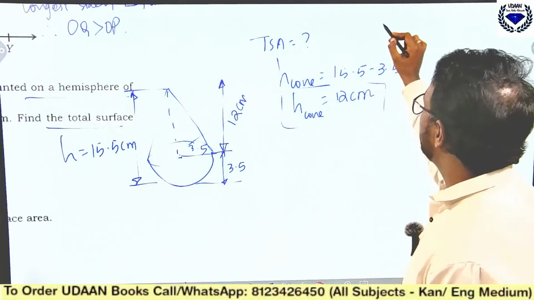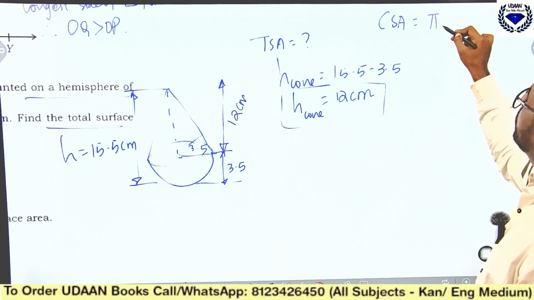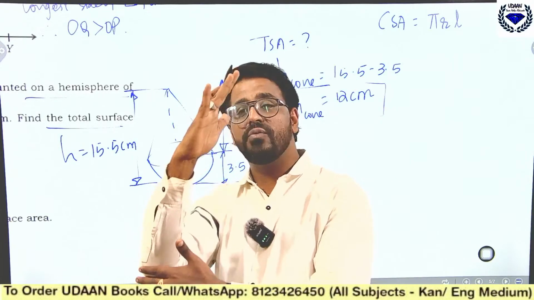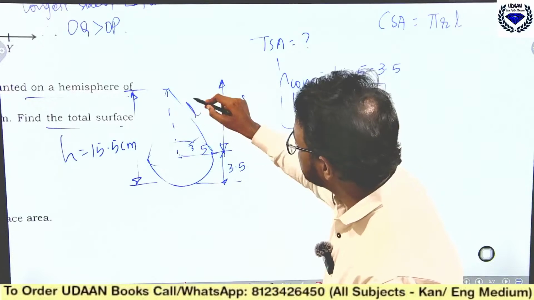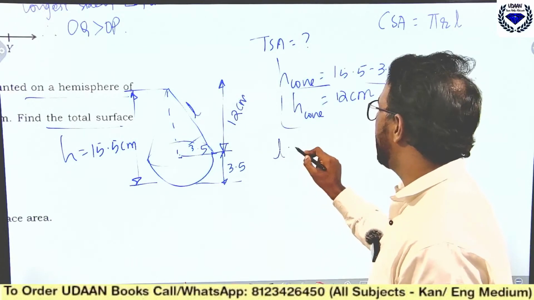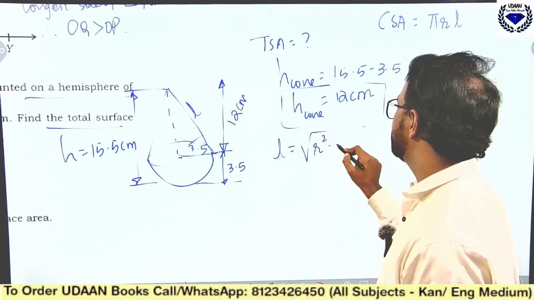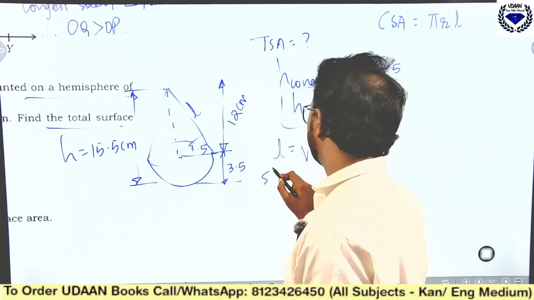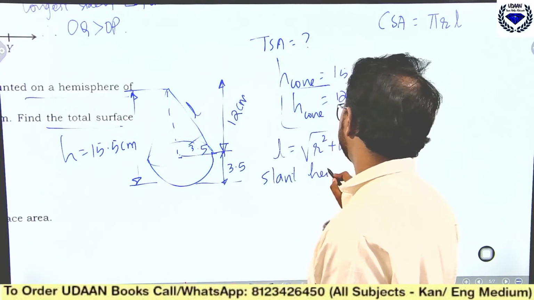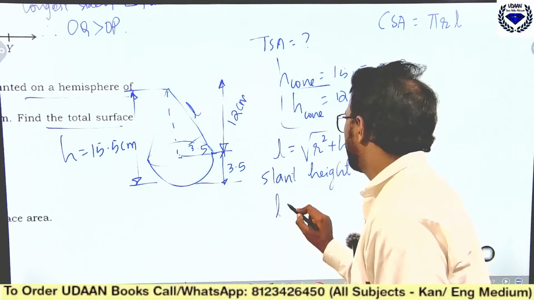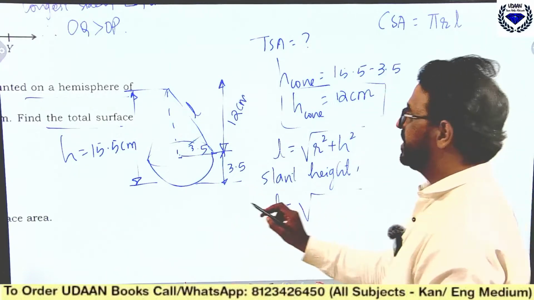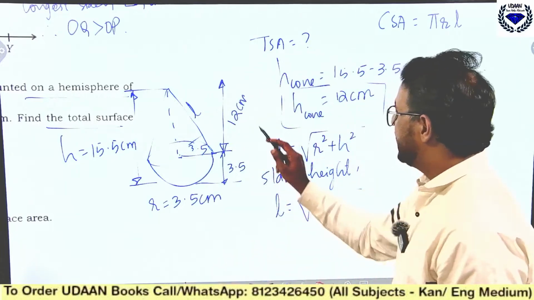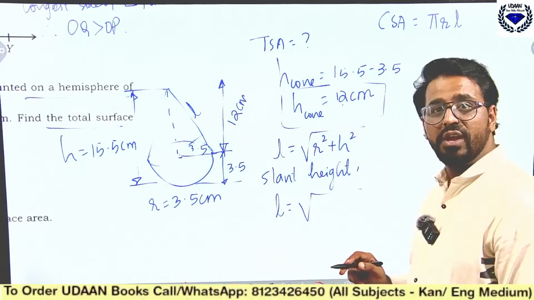But what is the formula for the CSA of a cone? CSA of a cone is pi r L. L means the slant height. We need to find the slant height, that means this L we need. So what is the formula of L? L is equal to root of r square plus h square. That is nothing but the slant height. Now, r is given, r is 3.5 centimeter, and h just now we have found, that is 12 centimeter.